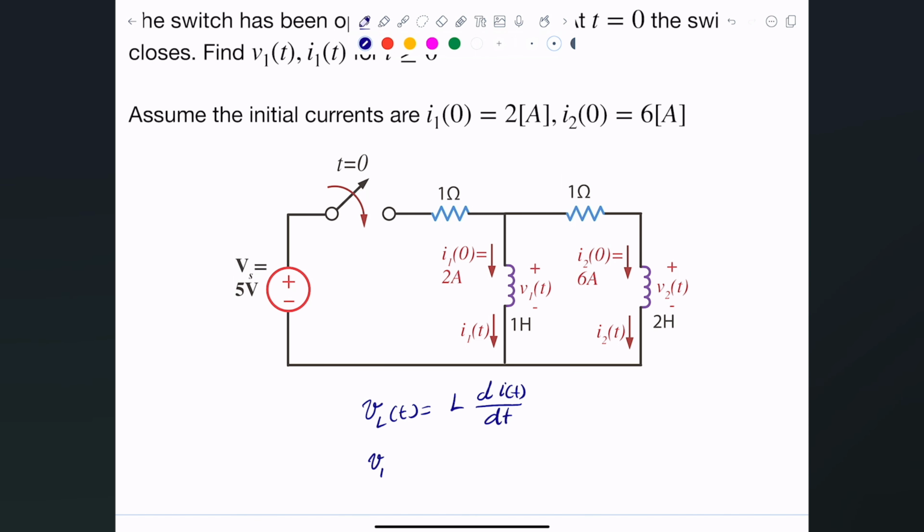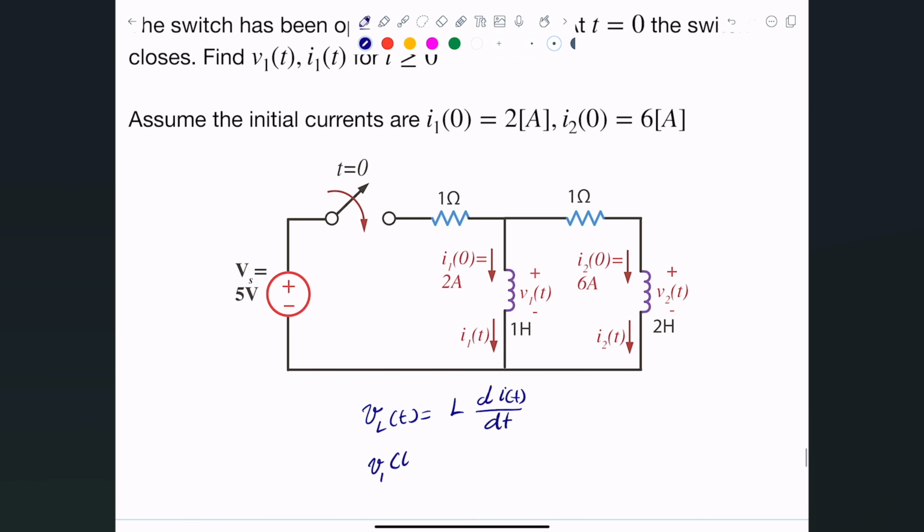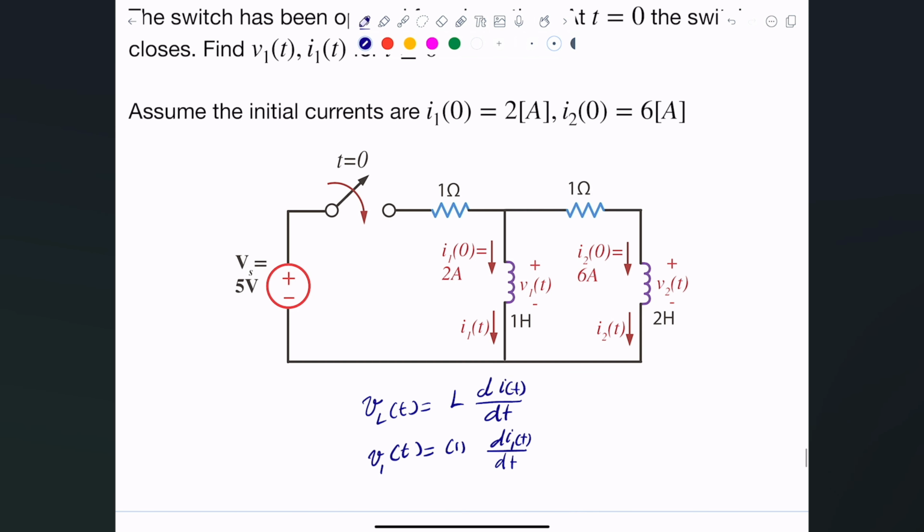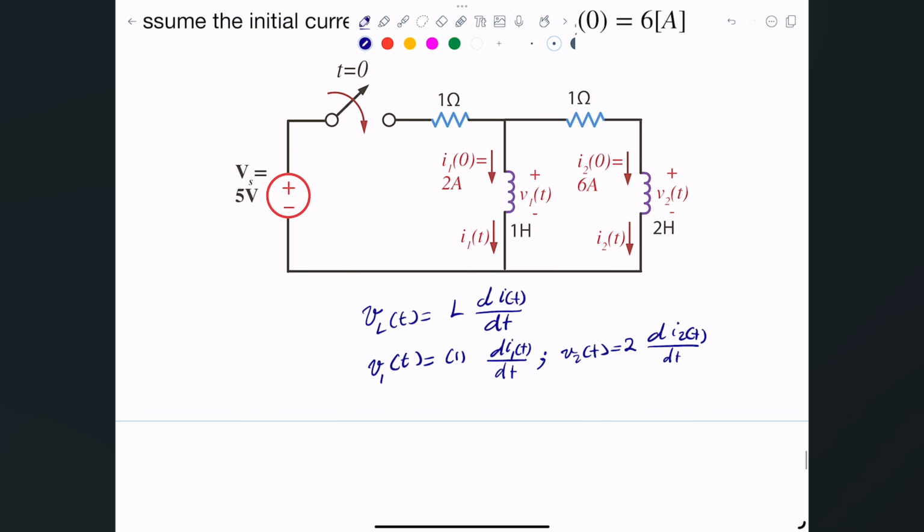All right, so that means I can rewrite this as VL1, for example, or V1, for example. This is what we called it. V1, which is the one across the 1 Henry in here, and V2 is the one across the 2 Henry, is simply L, which is 1 Henry, times di1 of t divided by d t. And similarly, we can say V2 of t is simply 2 Henries times di2 of t divided by d t. All right, so this is what we have in terms of the voltage and the current across these.